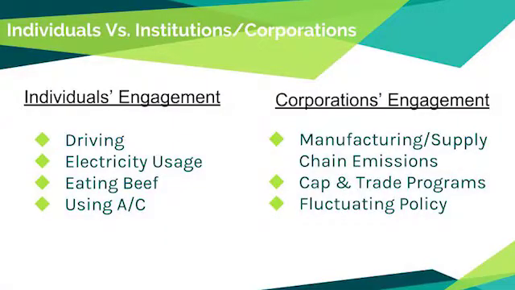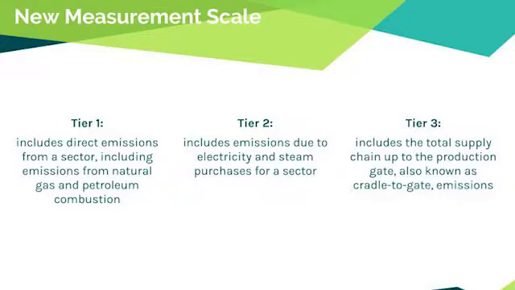Individuals currently engage with the issue through their lifestyle choices, such as how often they drive, how much electricity they use, how much beef they consume, and if they turn on the air conditioning instead of insulating their homes. Now, taking a look at large corporations, they engage with carbon footprints through cap-and-trade programs and fluctuating policy about carbon pollution. Researchers Matthews, Hendrickson, and Weber from Carnegie Mellon University argue that companies will often measure their emissions based upon direct channels and purchase energy, which make up only 14% of their true carbon emissions.